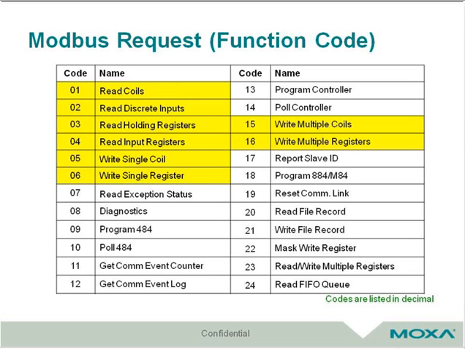This slide shows the function code list, and the most popular function codes are highlighted. From 01 to 04 are read function codes, and function codes 05, 06, 15, and 16 are the write function codes.